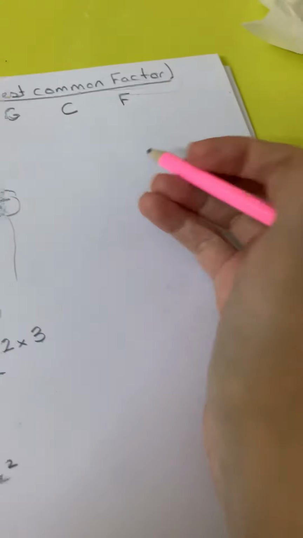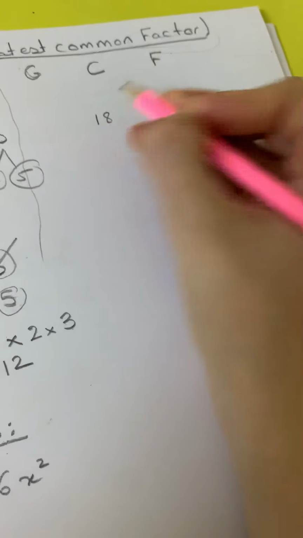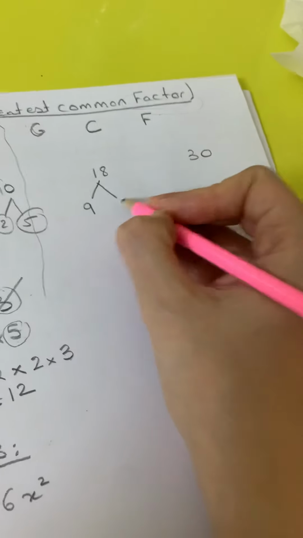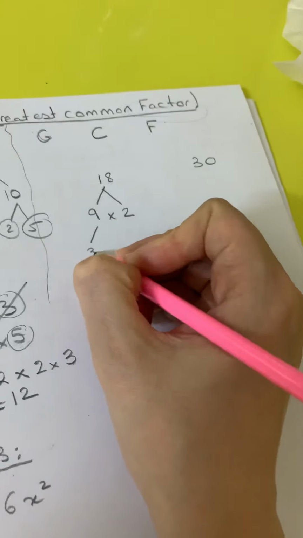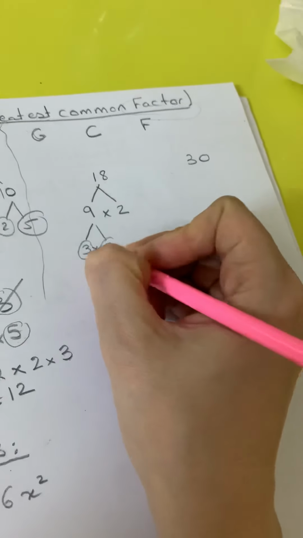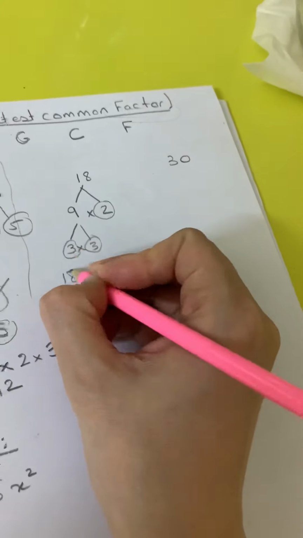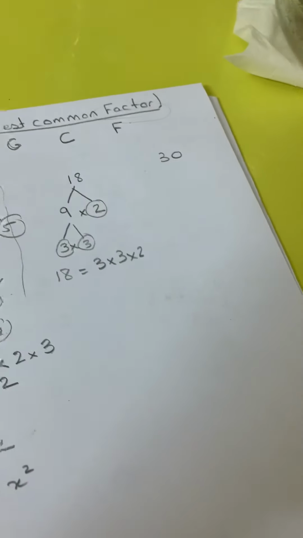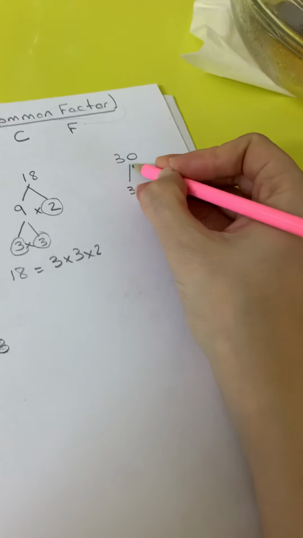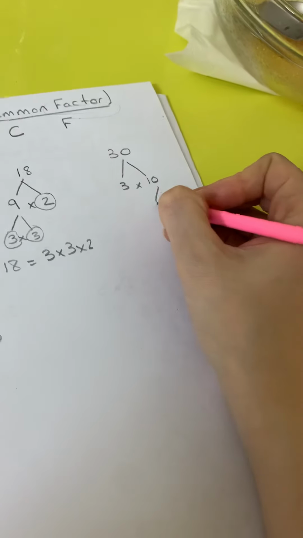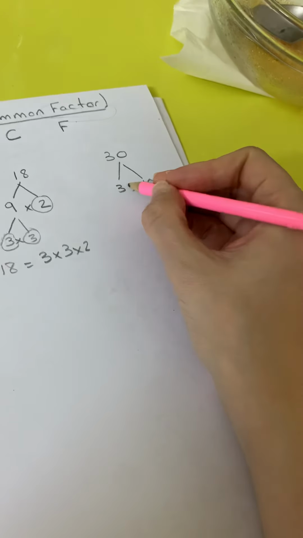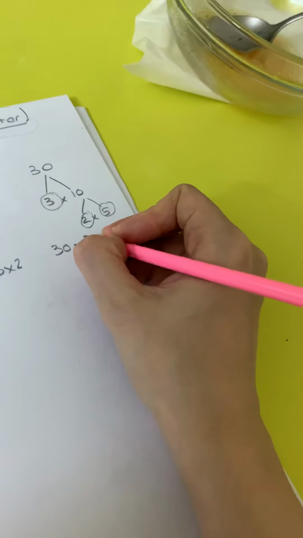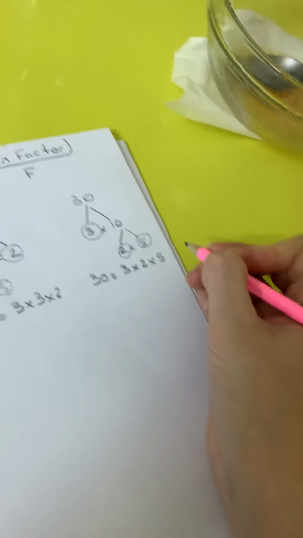Let's take another example. For example, 18 and 30. 18, I want to start by 9 times 2. And 9 is 3 times 3. That's it. This is 18. It's 3 times 3 times 2. Now 30 is 3 times 10. And 10 is 2 times 5. I can't continue, so 30 is 3 times 2 times 5.